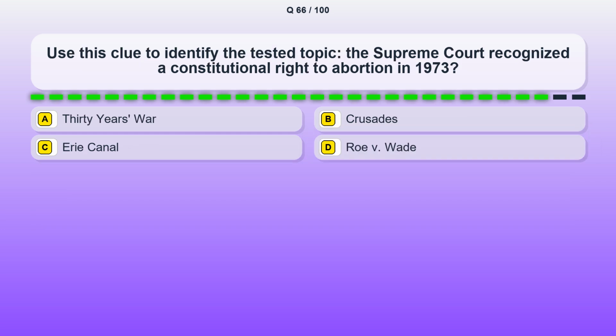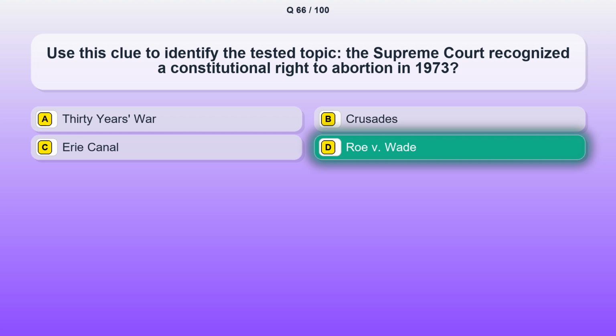Question 66. Use this clue to identify the tested topic. The Supreme Court recognized a constitutional right to abortion in 1973. Option A, 30 Years' War. Option B, Crusades. Option C, Erie Canal. Option D, Roe v. Wade.